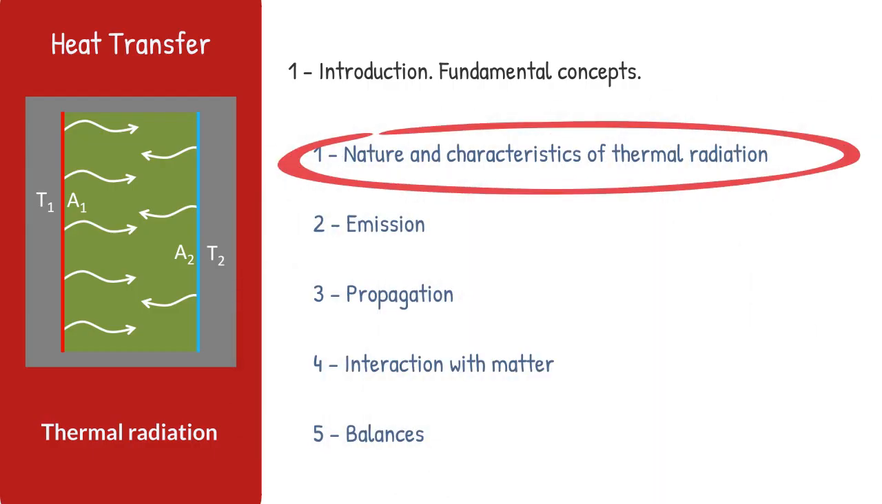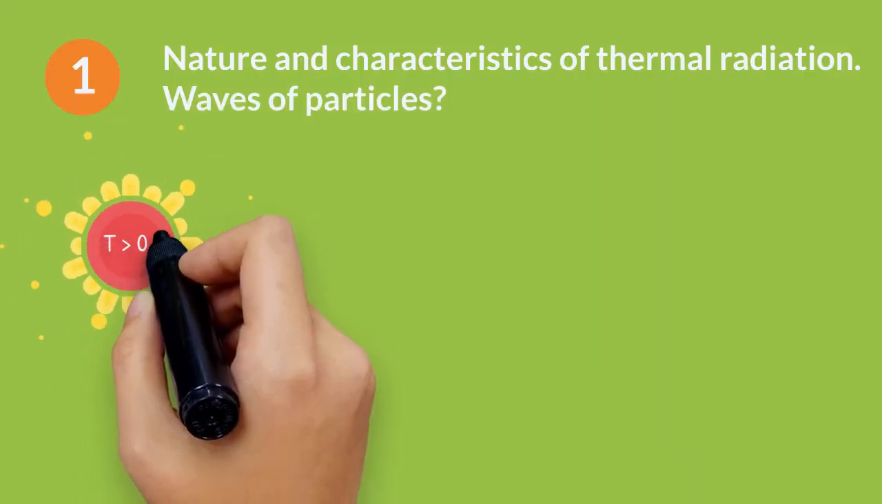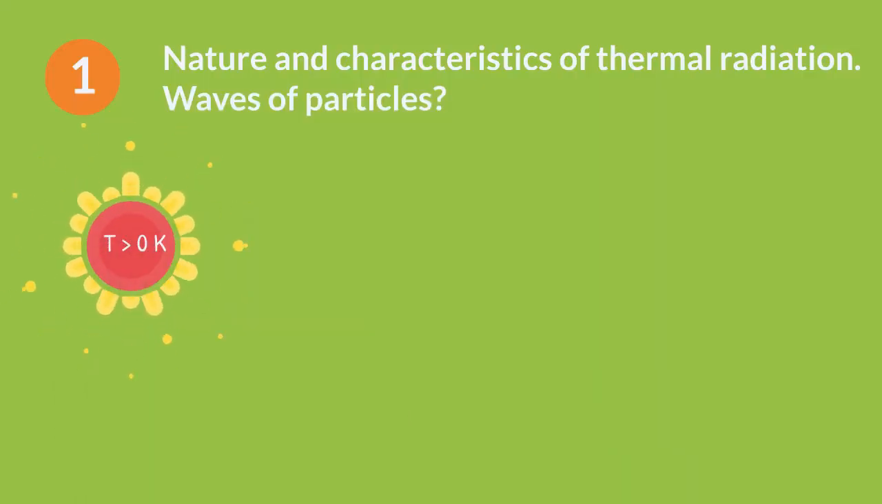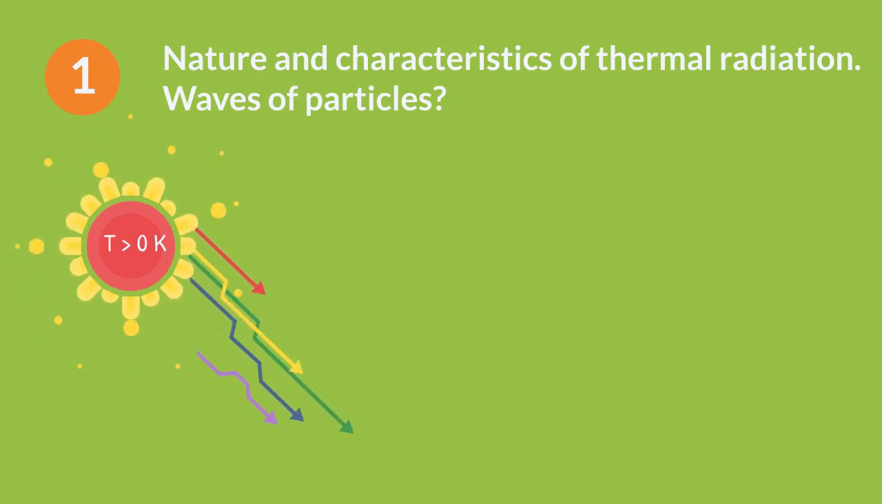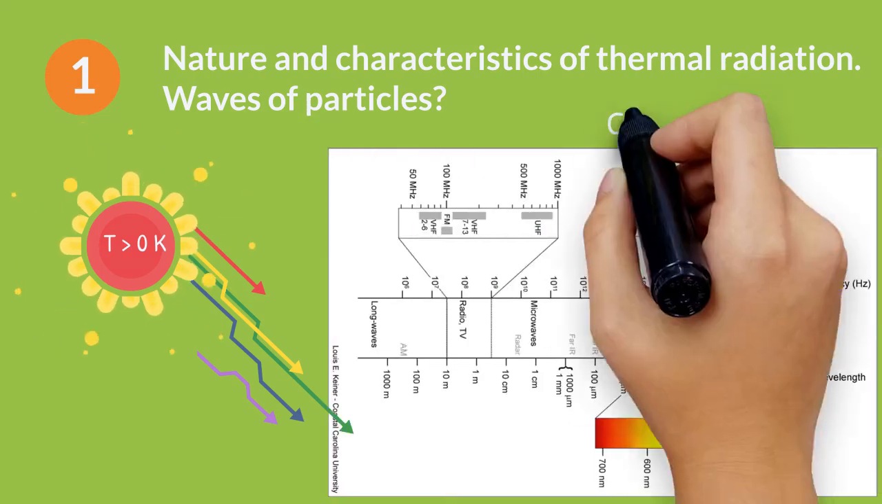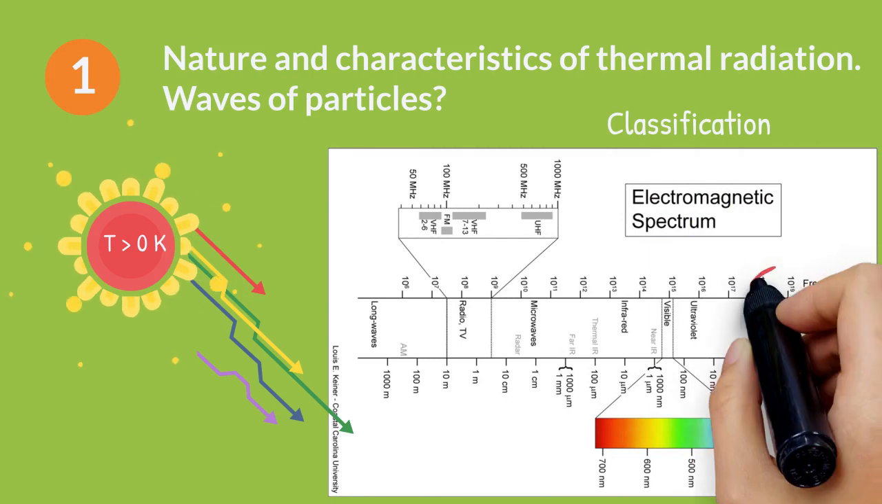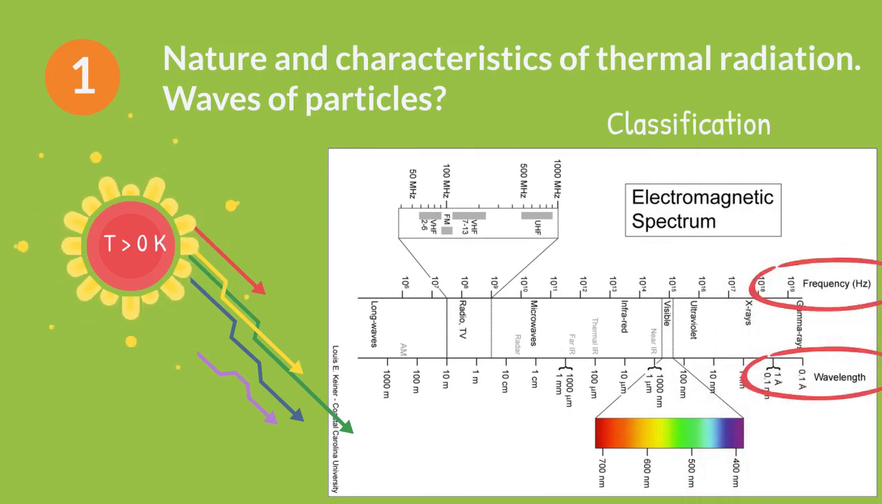The first question deals with the physical phenomenon. What happens so that there is an exchange of energy? All surfaces at a temperature above absolute zero emit radiation. For the study of heat transfer, it is enough for us to study the emission of electromagnetic waves. Electromagnetic waves can be classified based on frequency and wavelength.